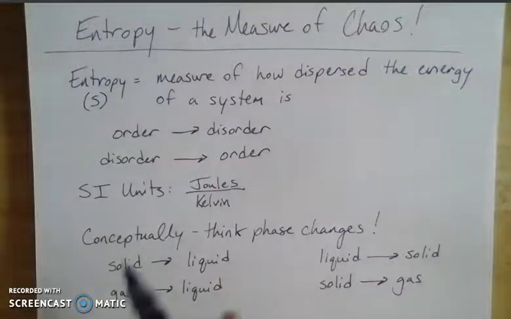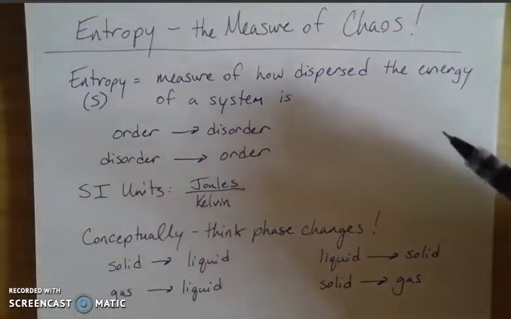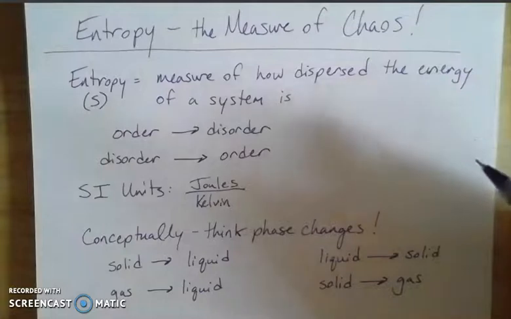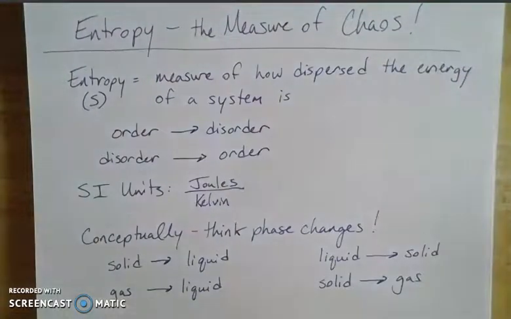So entropy, which has the symbol of S for reasons that I don't understand, is the measure of how dispersed the energy is in the system. So if we are spreading out the energy of a system, then the more spread out it is, the more distributed the energy is in that system, then the happier the system is. It's kind of counterintuitive in some ways about entropy.